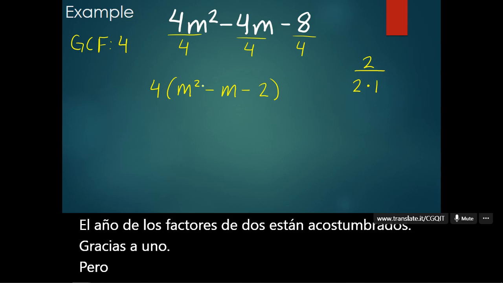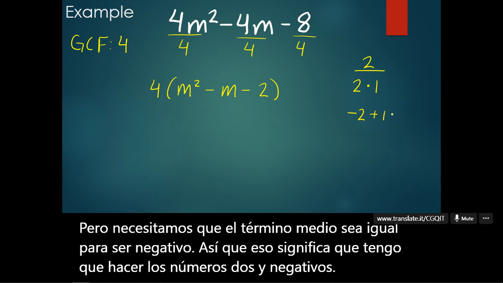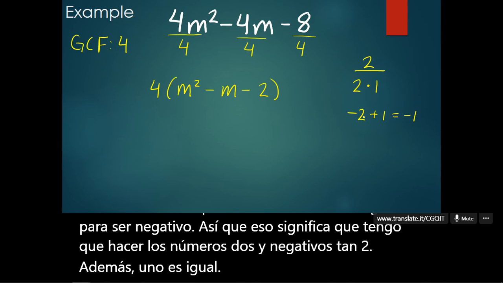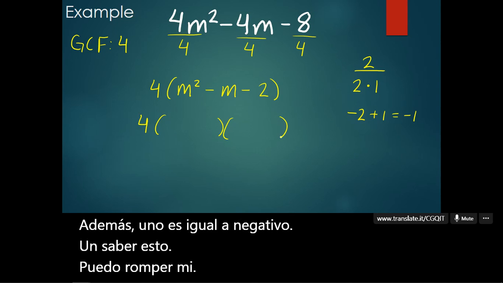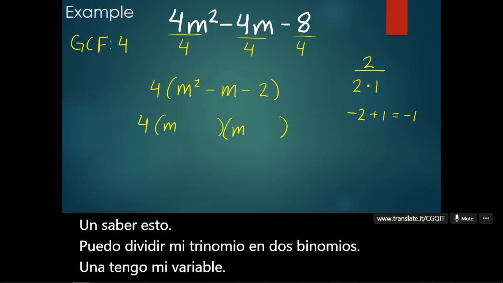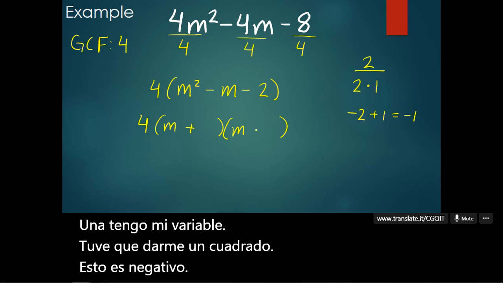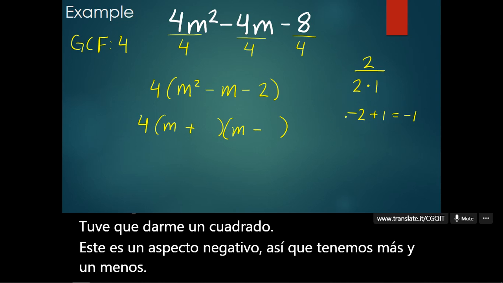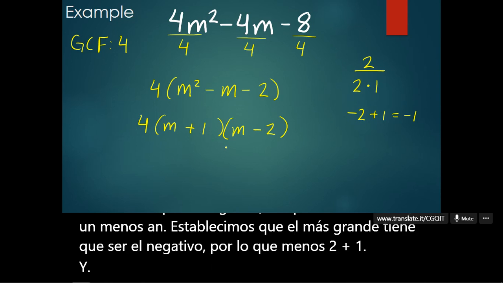But we need to have the middle term be a negative. So that means I have to make the 2 a negative number. So negative 2 plus 1 is equal to negative 1. Knowing this, I can break down my trinomial into two binomials. And I have my variable m, that's going to give me m squared. This is a negative c, so we have a plus and a minus, and we established that the bigger one has to be the negative, so m minus 2 times m plus 1. And that's how you would factor this.